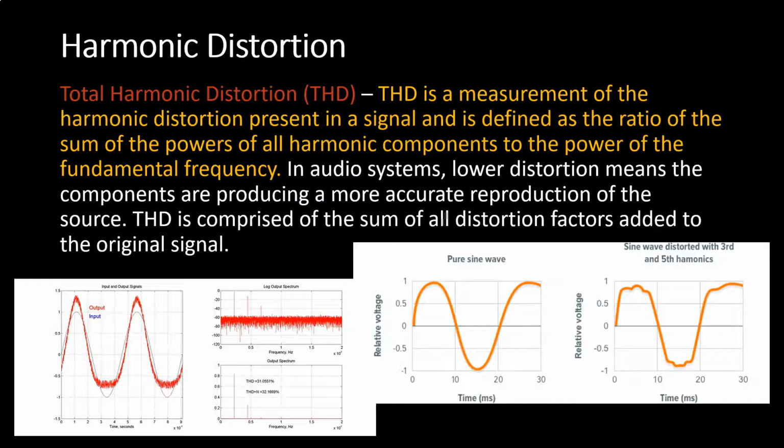So if you look at the pictures below, in the picture on the left, you can see the gray input sine wave and the red ripply output. All of those little peaks and valleys that deviate from the original gray signal are distortion, and those would be added together, and then the total of all of those added or subtracted values, positive or negative, would be the total harmonic distortion. The picture on the right shows that pure sine wave, and then you see how that sine wave is distorted with third and fifth harmonics added to the signal. THD is the sum of all of these distortion factors that have been added to the original signal, and the lower the THD, the better.